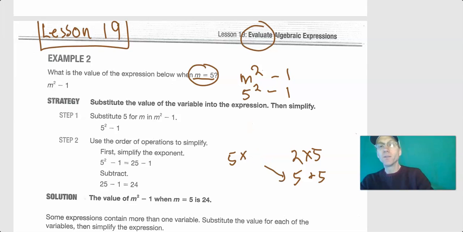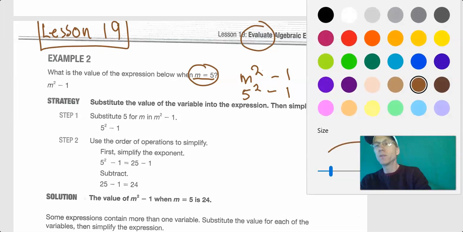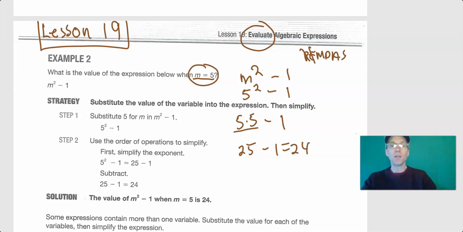All right, so now we're going to go back up here. Kind of going to use our order of operations as well when we do this, okay? So that's 5 times 5. I can use a dot also. You'll start to see this used more often. So order of operations, we do exponents first, okay? Here's your PEMDAS. There's no parentheses. The exponent is 5 times 5, which is 25, minus 1 equals 24. Okay, and then we're done with that one.